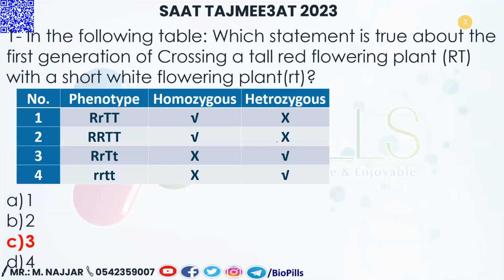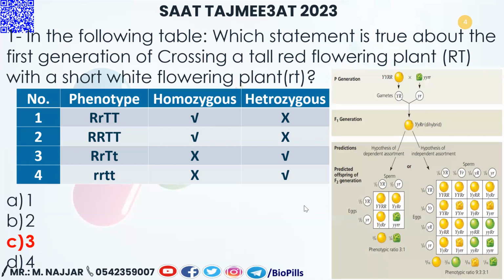Let's know why. If you have a look here, or even extend our explanation, we're going to find R capital with R small, T capital with T small. So it will be R capital, R small, T capital, T small, and this is the genetic makeup. This is supposed to be the genotype, not phenotype. And it's heterozygous. R capital, R small is heterozygous.